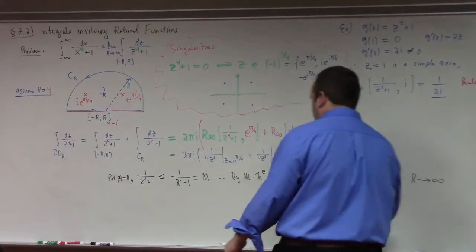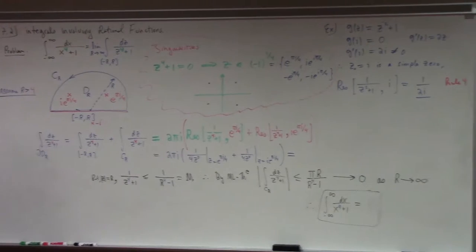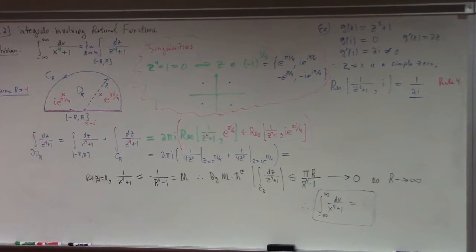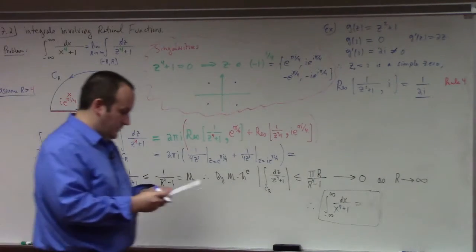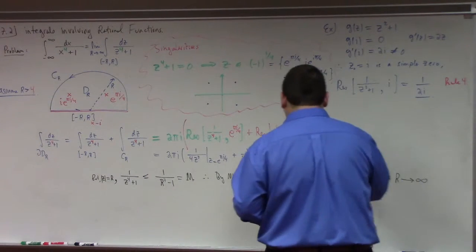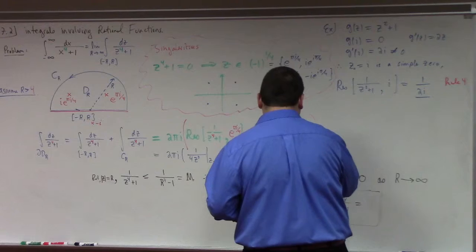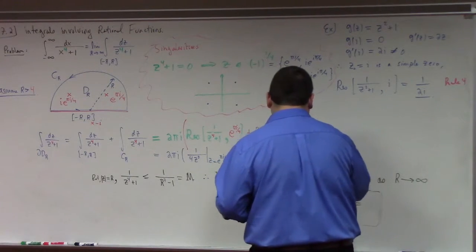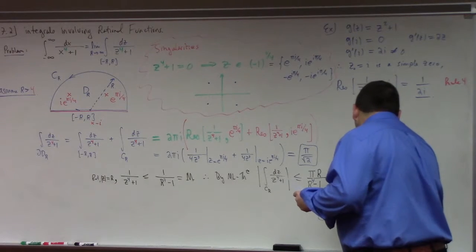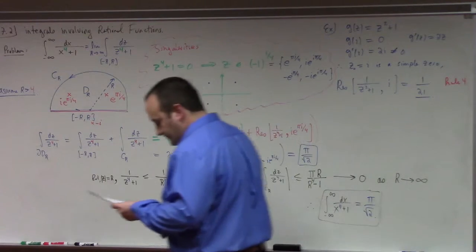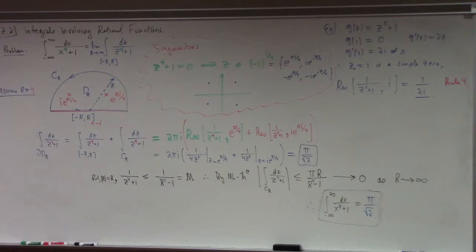These details you can work out. Now we're back to like the first 2 weeks of the course, right? These kinds of details, they still matter. And it works out to pi over root 2. And so this is pi over the square root of 2. All right.